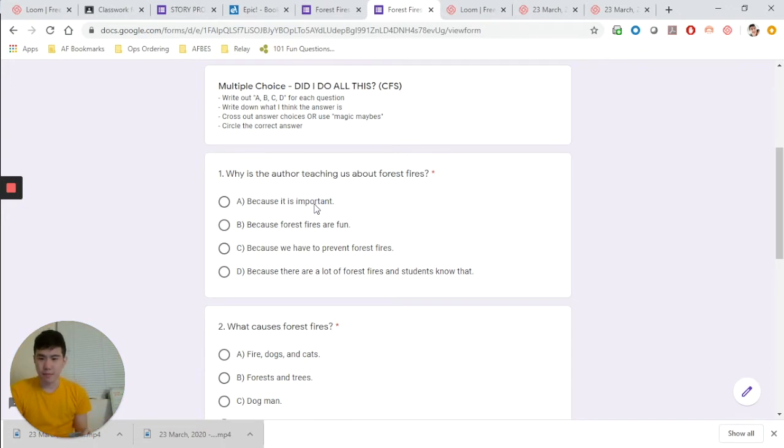And B, because forest fires are fun. I don't think that answer is right at all. So I'm gonna cross that out. You see how I crossed out the answer? That doesn't make any sense.